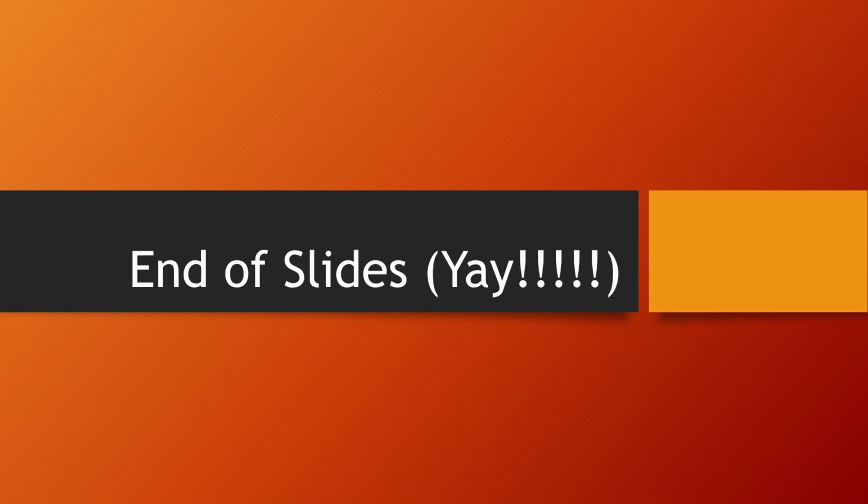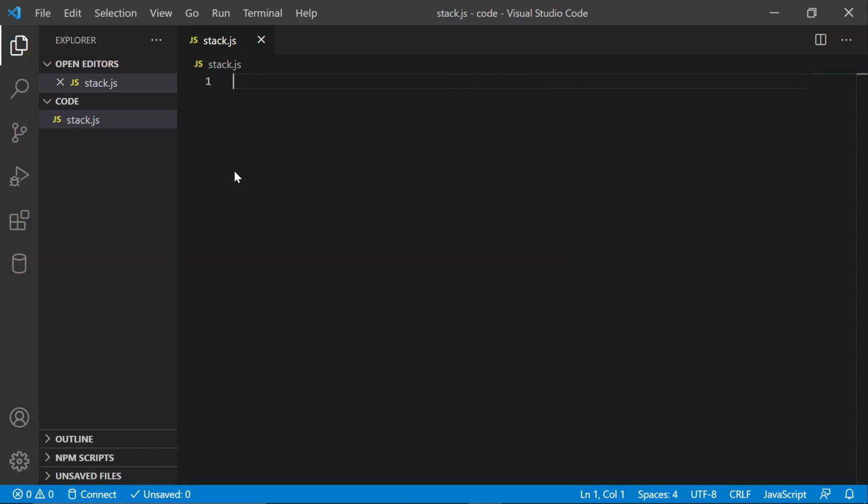Okay, so now let's jump into our favorite code editor. Okay guys, now that we're in our favorite code editor, we can start implementing our stack data structure. You can create a folder, you can call it whatever you want. I called my folder code, and in that folder you can create a file related to whatever programming language you're going to use. I'm using JavaScript, so I created a file called stack.js.